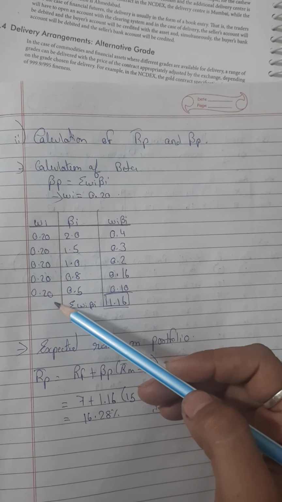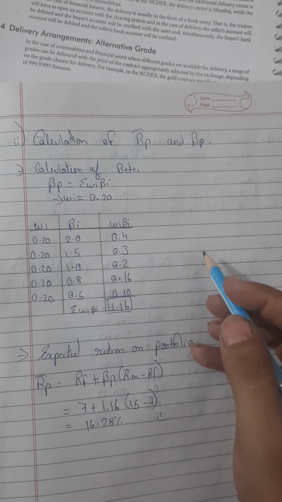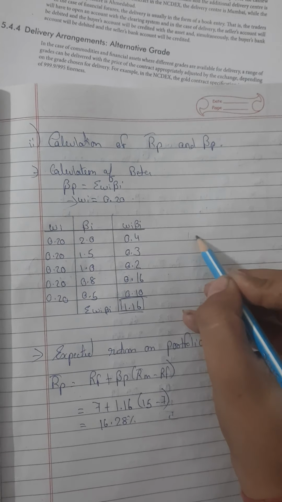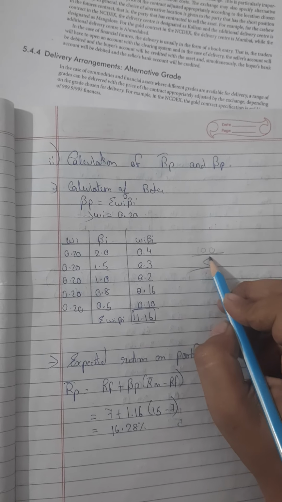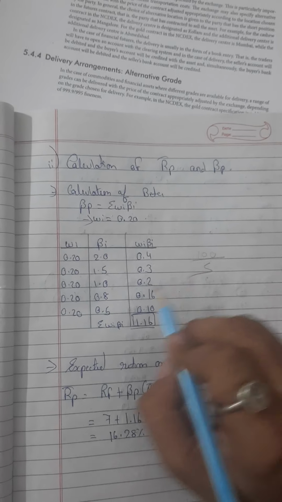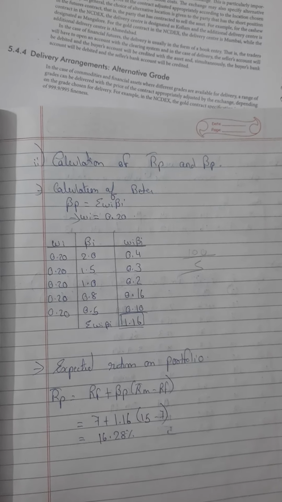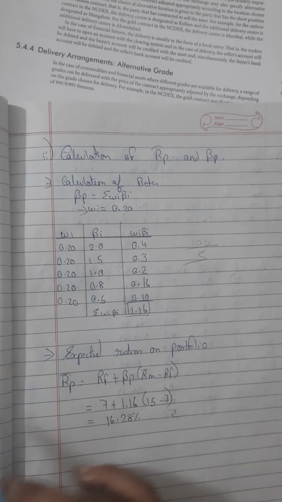Hence weightage is 20 for every security, 100 divided by 5. 5 securities are there and total weightage will be 100. Equal proportion of weightage is given to every security. Beta is given in the question.